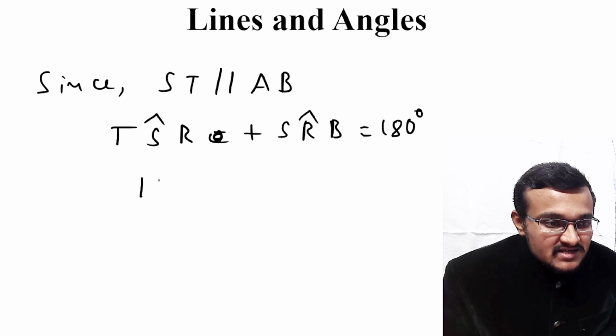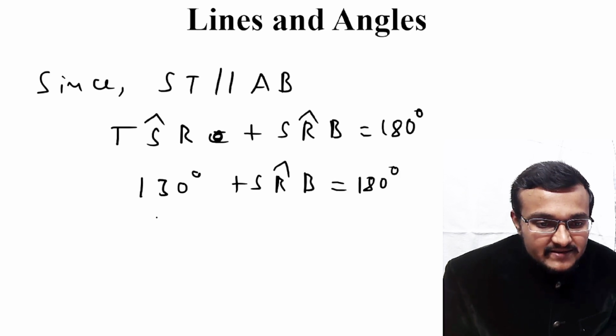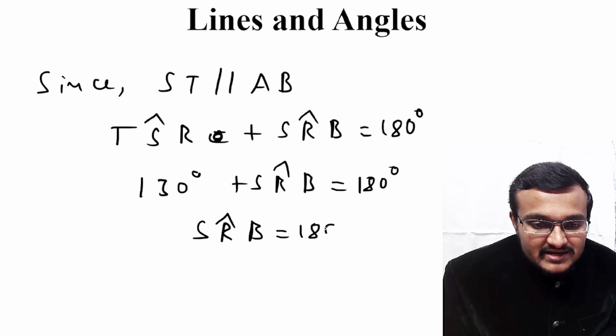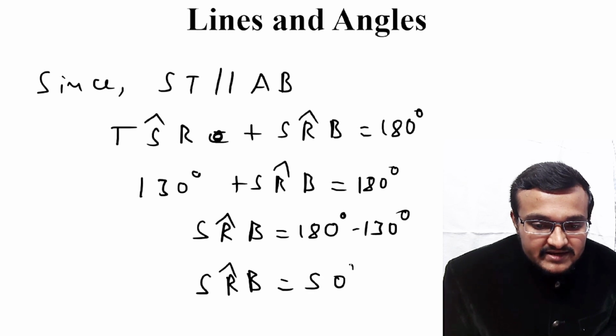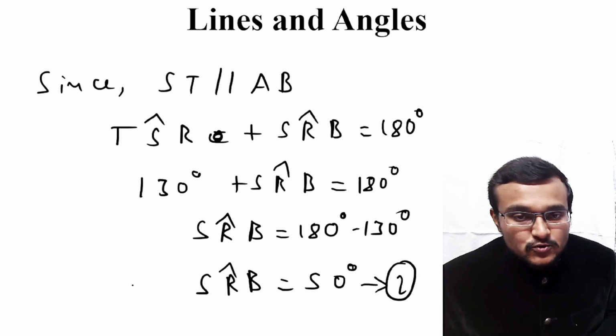What is the value for TSR? TSR is 130 degree plus SRB is equal to 180 degree. So SRB will be equal to 180 degree minus 130 degree. So SRB is equal to 50 degree. So this is one equation. You can call this as equation 2.